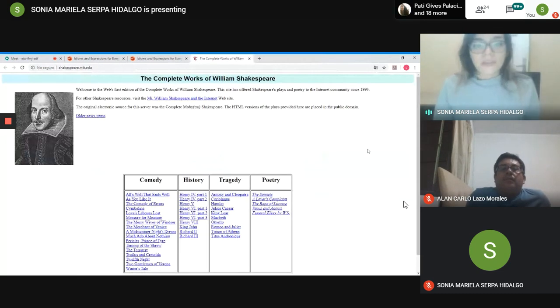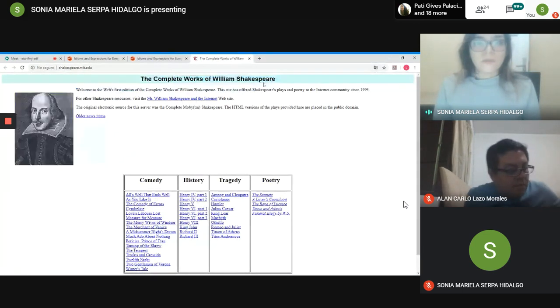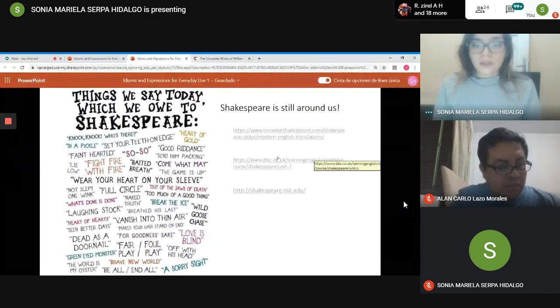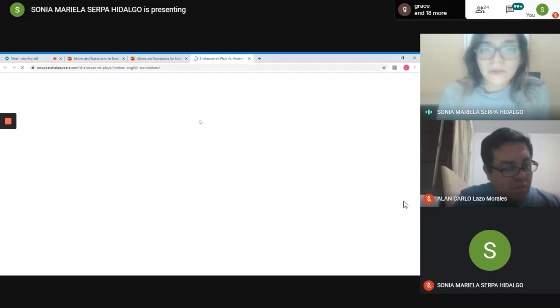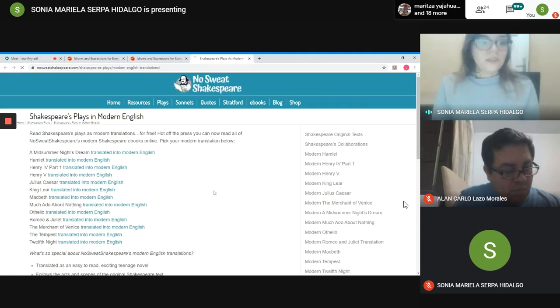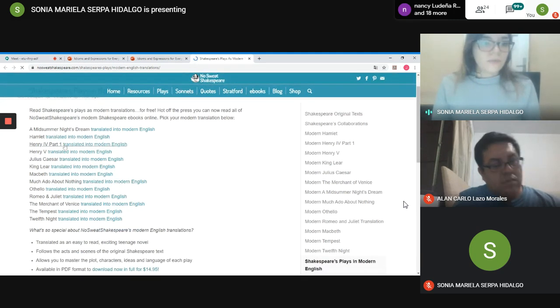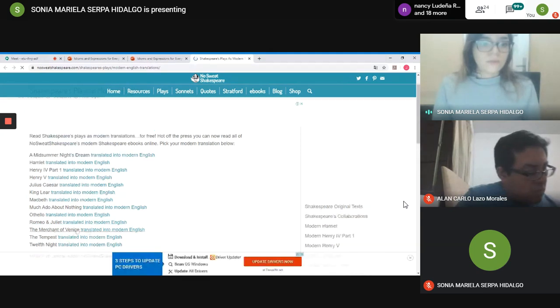Oh, and this was the page where you can find all of Shakespeare's work, the complete works of William Shakespeare. And this was the simplified version of Shakespeare's work, so anyone could read it, and there's a dictionary. There's always a dictionary when you read Shakespeare, right? So this is the page. Like you could look up, for example, let's look up Romeo and Juliet.